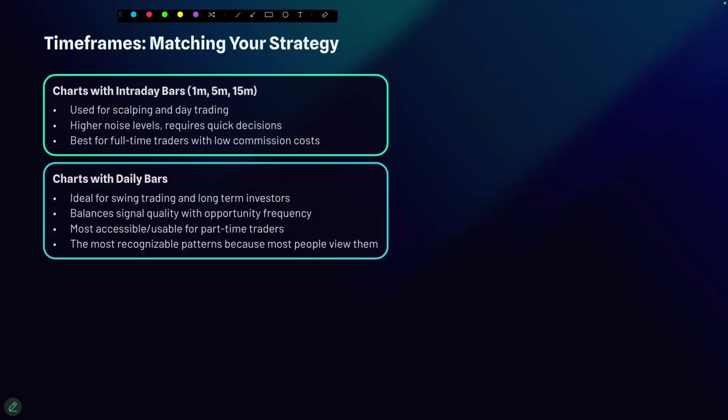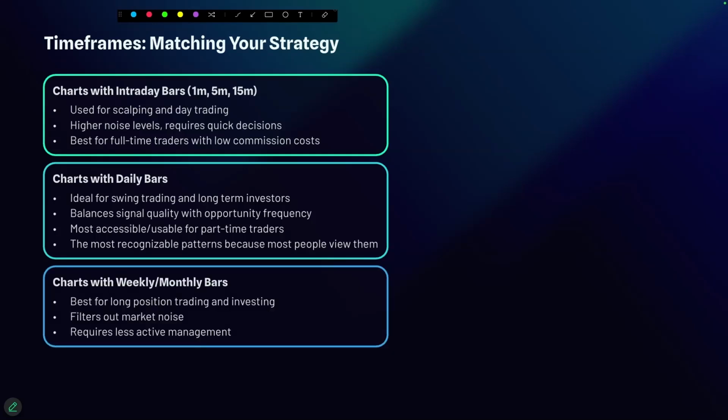So charts with daily bars are ideal for swing traders, people that might hold a position for 4 or 5 days to 4 or 5 weeks to maybe even 4 or 5 months. And they're great for long-term investors. It takes out a lot of that noise, that chopping up and down, and we'll look at what I mean by that in just a second here as well. This is the most accessible type of charting, again, very easy through your platform or through the TradingView platform. And this is the most recognizable patterns that people are going to see because the vast majority of people, when they open a platform, it defaults to daily charts. So that's usually what they're going to look at.